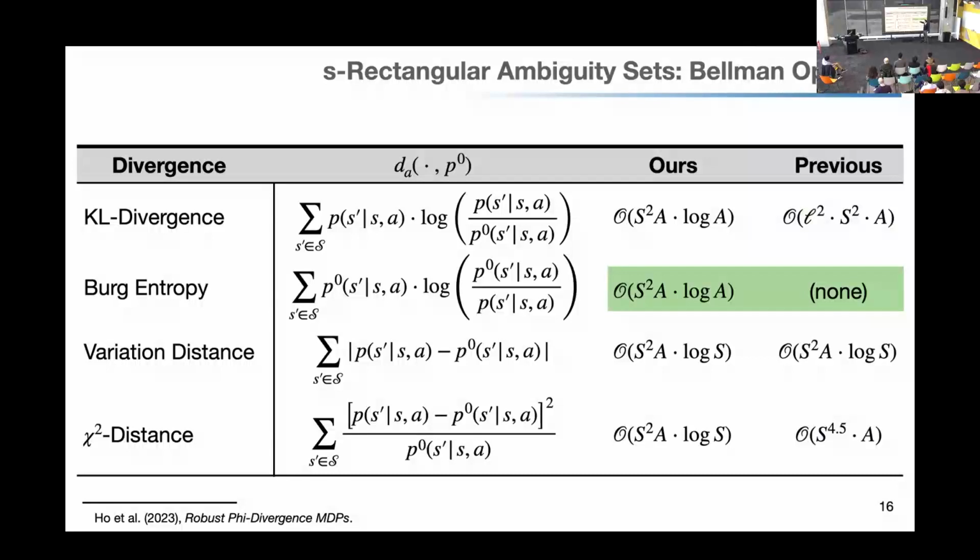If you look at those runtimes, by the way, you can see that computing the Bellman operator for a non-robust MDP would take time O(S squared times A), because we need to go through every state, we need to look at every action, and then we need to compute an expectation over S follow-up states. So in other words, we get a complexity of S squared times A already if there's no robustness present in the Markov decision process. Now, for those phi divergences, the only thing that we add is a logarithmic factor.